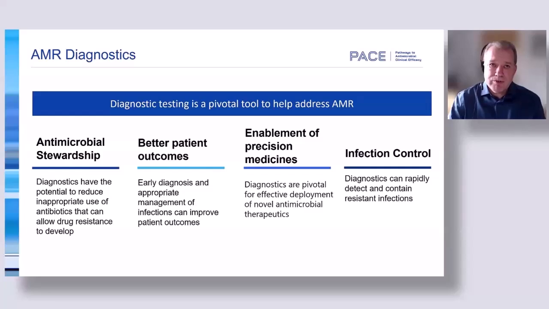As we know, AMR poses a real threat to healthcare systems. Diagnostic testing has the potential to have a significant impact in mitigating the risk and spread of AMR. Currently, the majority of antibiotic prescribing in primary care is empirical. Implementation of diagnostic testing can support antimicrobial stewardship and reduce inappropriate use of antibiotics, can improve patient outcomes, and fully enable the clinical use of new, highly selective antimicrobial therapeutics.